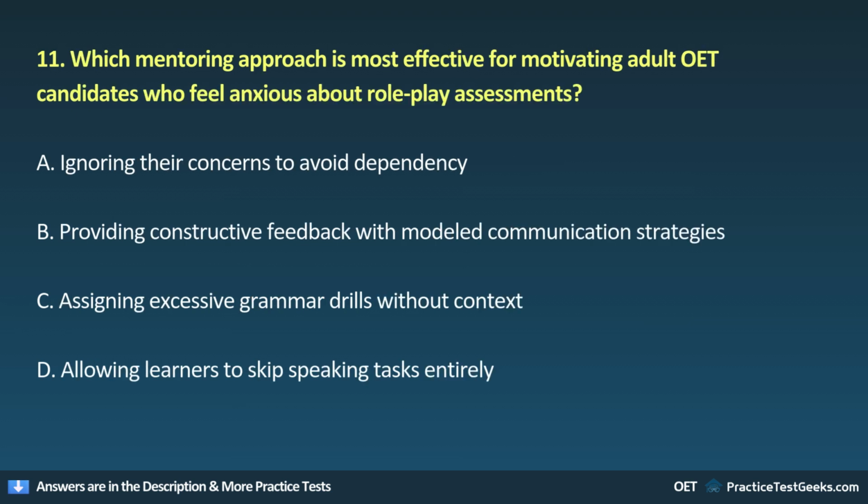11. Which mentoring approach is most effective for motivating adult OET candidates who feel anxious about role-play assessments? A. Ignoring their concerns to avoid dependency. B. Providing constructive feedback with modeled communication strategies. C. Assigning excessive grammar drills without context. D. Allowing learners to skip speaking tasks entirely.